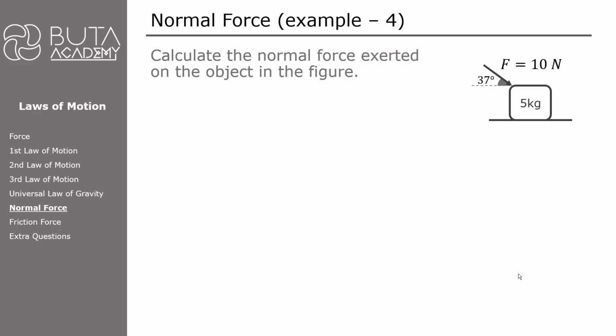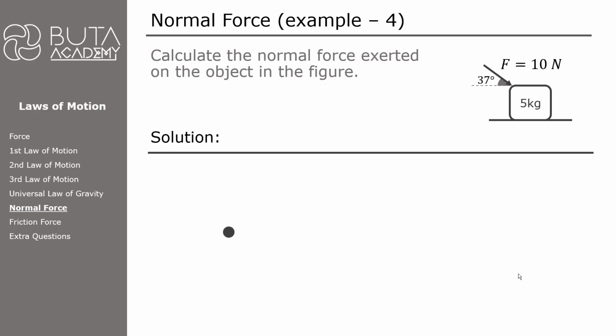In the fourth case, there is a 10 newton force pushing the object, but this force makes 37 degrees with the horizontal. The task is to calculate the normal force applied on this object. As usual, we start with drawing a free body diagram for a given object. First two forces which we will draw are force of gravity and the normal force. We can recall that the normal force is always perpendicular to the surface. While calculating it, we will need to consider only the forces which are parallel to it. In other words, perpendicular to the surface.